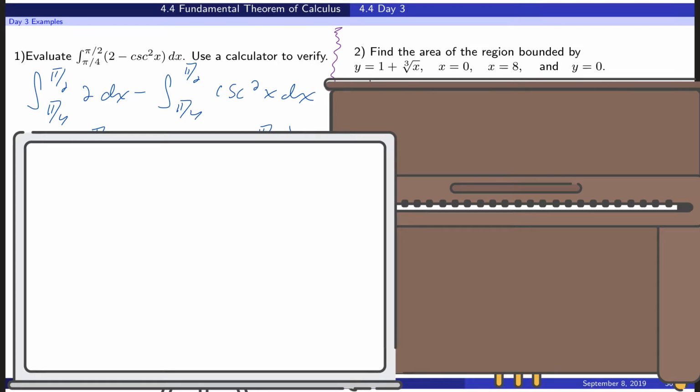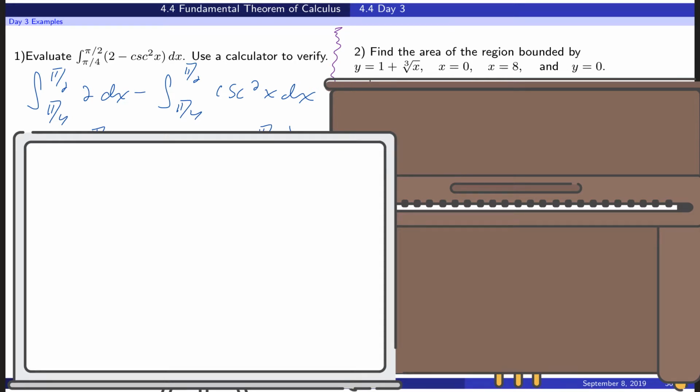Okay, great news. The video for day 27 is just one screen of two examples, so this should be pretty quick. Example number one is reviewing some trig. Your goal is to figure out what the antiderivative from pi over 4 to pi over 2 for 2 minus cosecant squared dx is, and I will give you a little bit of a hint.